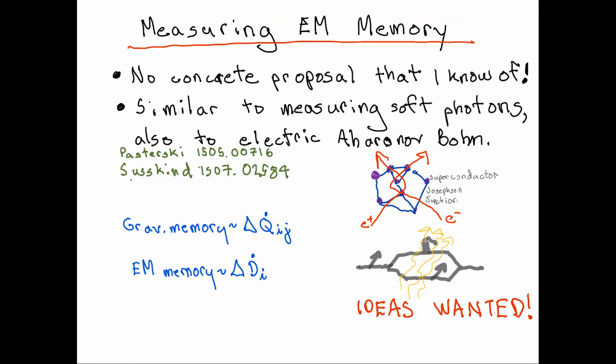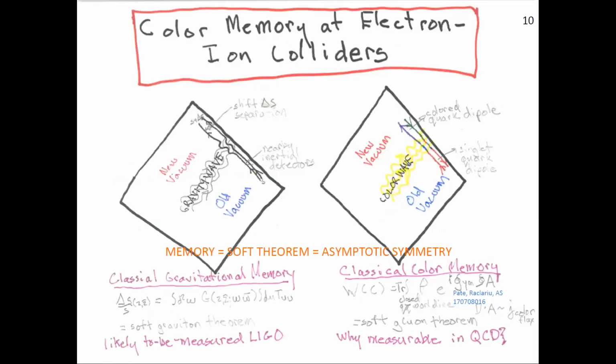And we'd like to measure the electromagnetic memory effect. It's kind of like measuring the electric Aharonov-Bohm effect. Not so easy to do because of transients. There have been some proof of concept detectors, but I don't think these people were really making a proposal for something to build. We did make a proposal with some of the people at Brookhaven at electron-ion colliders for measuring color memory.